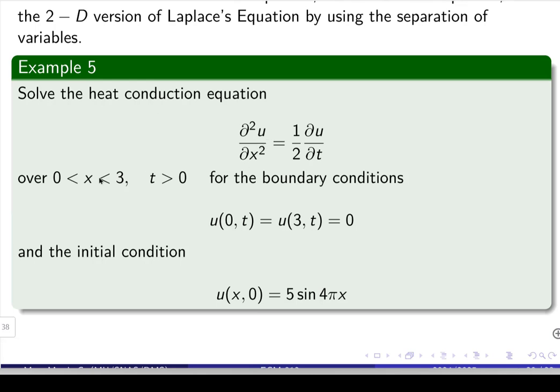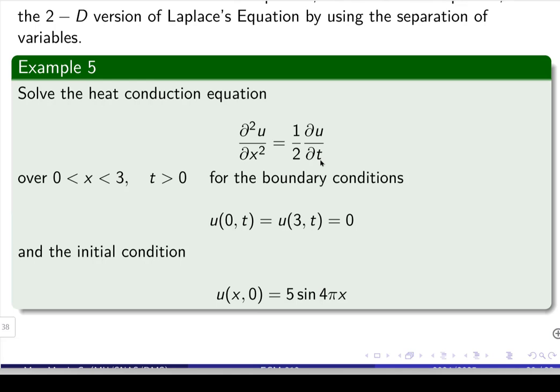So at 0 in the boundary you have temperature 0, and at 3 the temperature is also 0, so the temperature is the same. Then we are given the initial condition: when t is 0, when time is 0, the temperature is given by this. So you have u the temperature, x the length, and t the time.